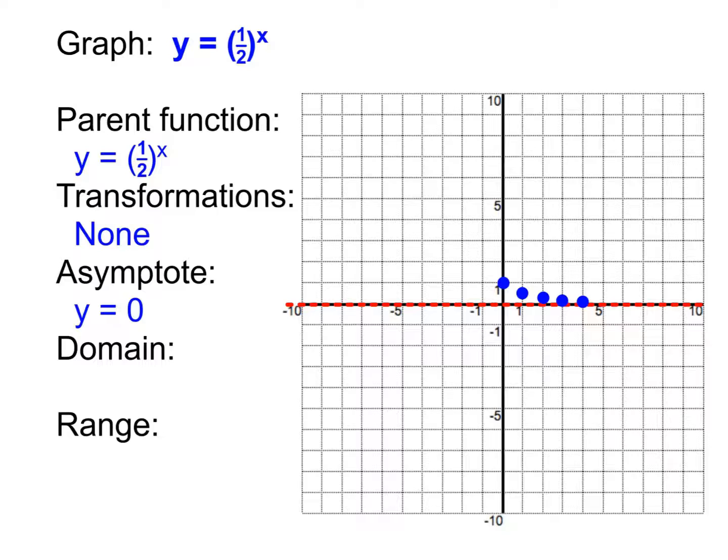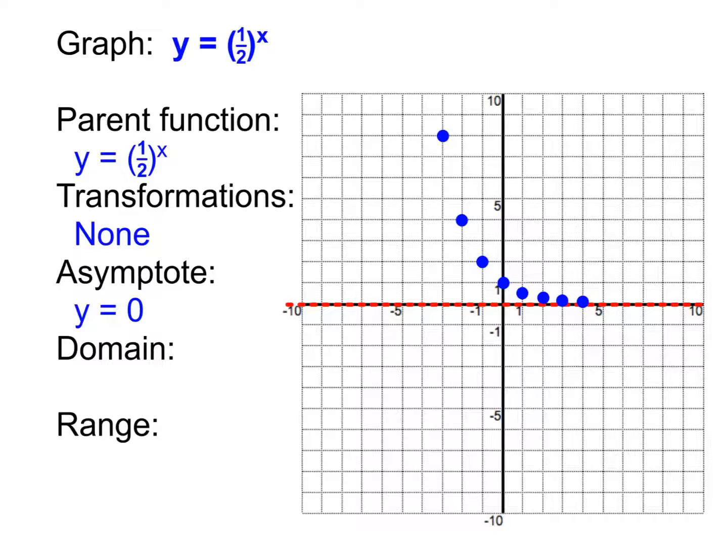Okay, what about going to the left? Well, when it was 2 to the x, we would divide by 2. When it was 3 to the x, we divided by 3. So here we're dividing by 1/2. But how do you divide by 1/2? It's multiplying by 2, yes. Dividing by 1/2 is the same as multiplying by 2. So as we go to the left, then 1 is going to double to be 2. 2 will double to be 4, and so on.